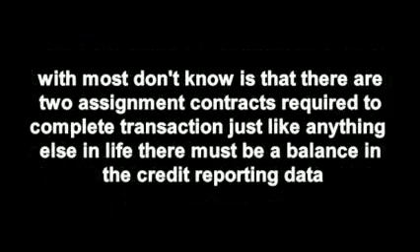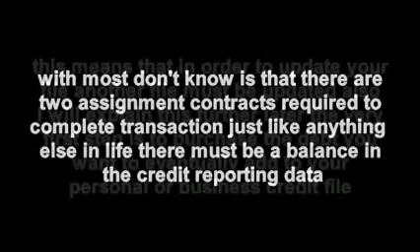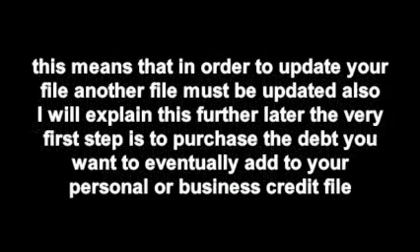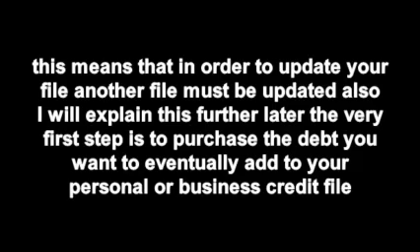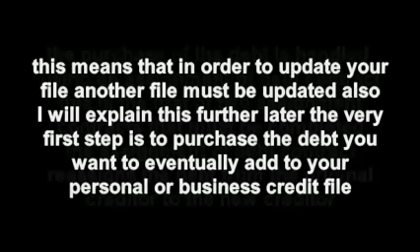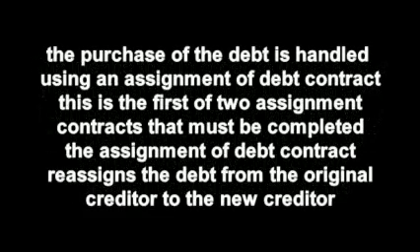What most don't know is that there are 2 assignment contracts required to complete the transaction. Just like anything else in life, there must be a balance in the credit reporting data. This means that in order to update your file, another file must be updated. I will explain this further later. The very first step is to purchase the debt you want to eventually add to your personal or business credit file. The purchase of the debt is handled using an assignment of debt contract. This is the first of 2 assignment contracts that must be completed.